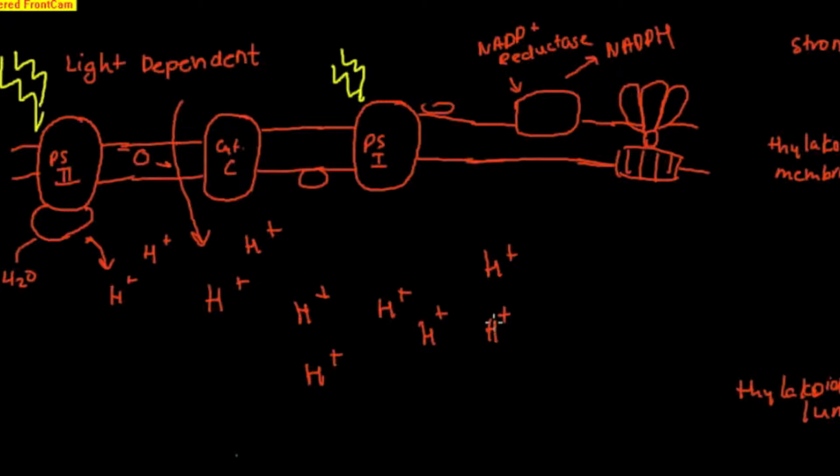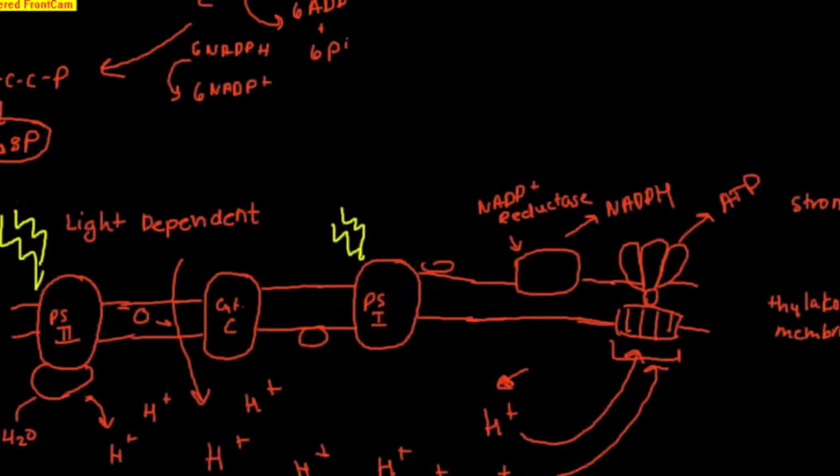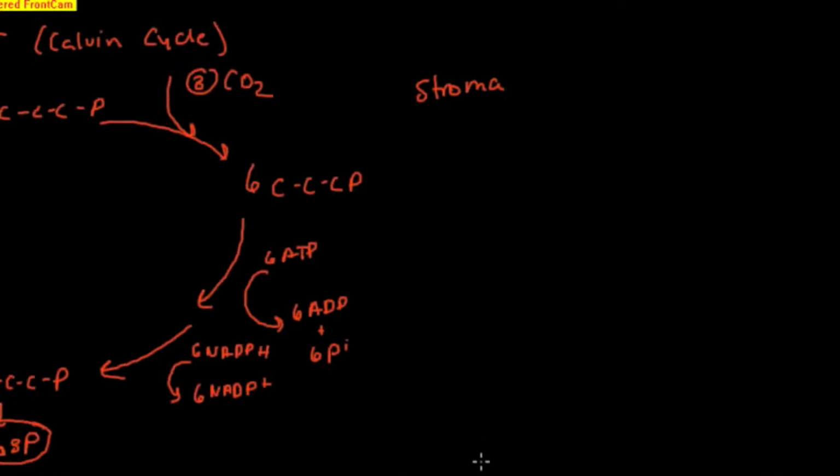The final part of this that is very, very similar to the electron transport chain is this ATP synthase. Here, as I mentioned before, we have the high proton concentration gradient, and this once again is what powers this ATP synthase, just as in cellular respiration. This creates the ATP. And now this is what powers our Calvin cycle.